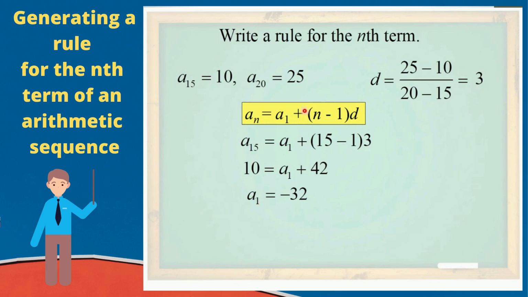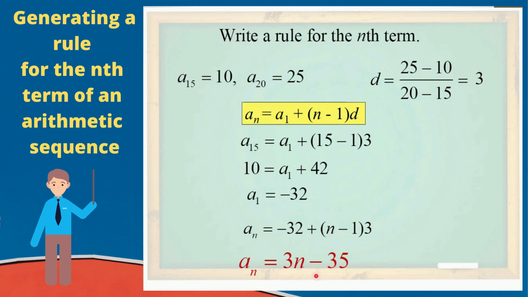So using the general rule, we can now write a rule for the nth term for this particular sequence. Substitute the value of a sub 1, which is negative 32, and the value of d, which is 3. So a sub n is equal to negative 32 plus the quantity of n minus 1 times 3. To simplify it further, we have a sub n equals 3n minus 35.